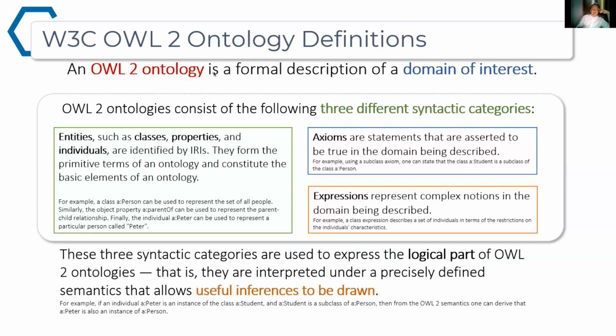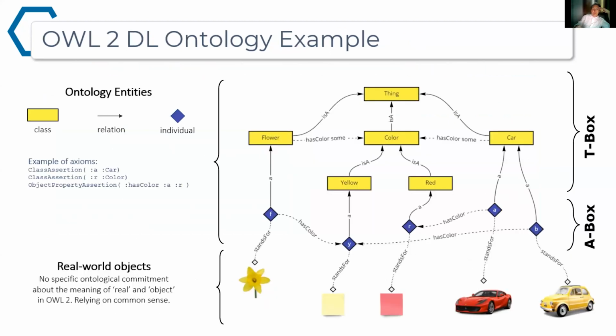So an ontology now possesses a language, which in our case is OWL, developed in the semantic web, that allows us to express statements about a domain of interest, the things that we are interested in. And an ontology consists of three different syntactic categories: the entities, which can be classes, properties, or individuals, axioms about these entities, and expressions that describe the domain. In this way, it is possible to say something formally about a domain in a way that can also be computed.